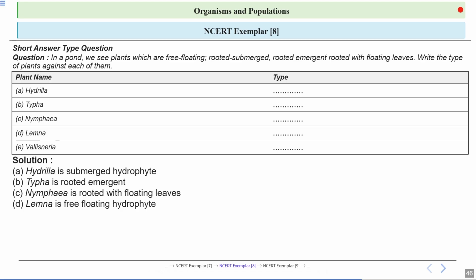Now moving on to the Lemna. Lemna is a free-floating hydrophyte, which means it isn't attached to the bottom at all. It just floats on the surface, moving wherever the water takes it. Now duckweed is a common example. Those tiny green plants that cover the surface of a pond like a green carpet.